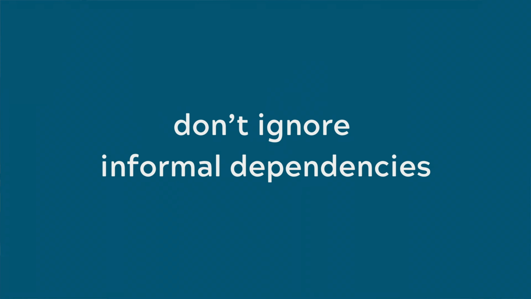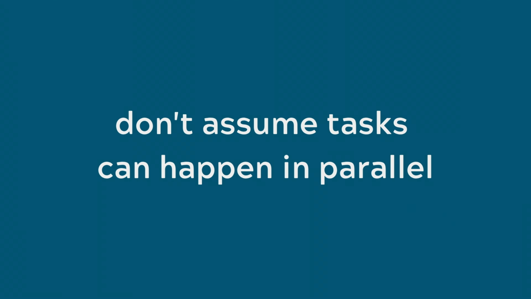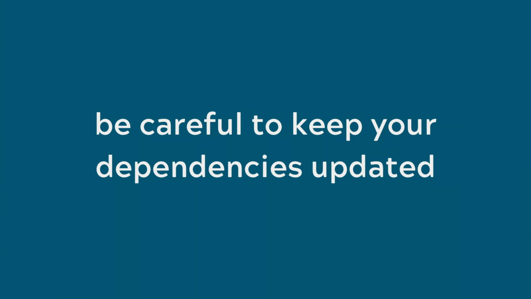When you're mapping your project dependencies, there are some common pitfalls to avoid. First, don't ignore informal dependencies. These might not be on paper, but exist due to campus culture or workflow norms. Second, don't assume tasks can happen in parallel. You'll want to be cautious with overlapping work, especially when people or systems are shared. And lastly, be careful to keep your dependencies updated. As projects evolve, dependencies may shift, especially if scope or staffing changes.